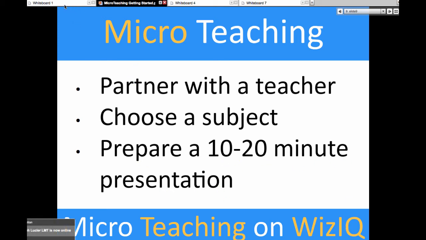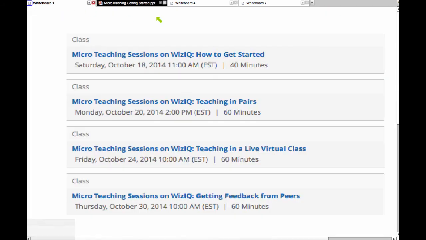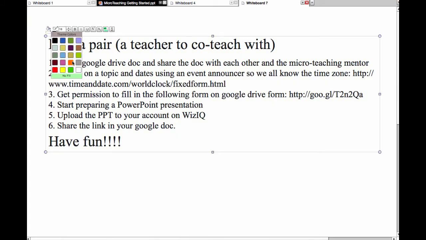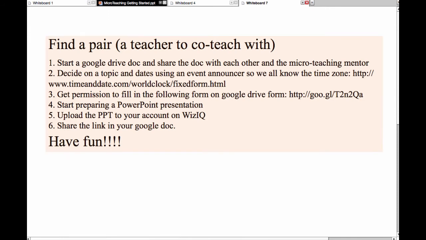Now, I have to show you, that's the final, but this is the process. I've just taken you somewhere else. And the process is, let me change the color here because I've got a different pointer. My pointer is green. You find a partner, as I said, to co-teach with. You start a Google Drive doc and share the doc with each other. We'll get to that in a minute. You decide on a topic and dates.